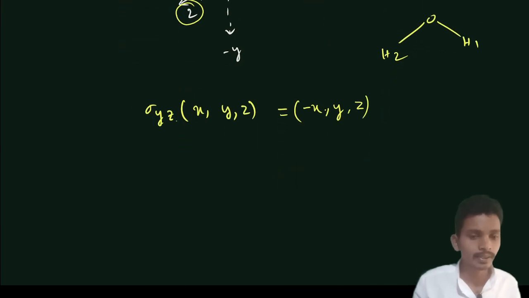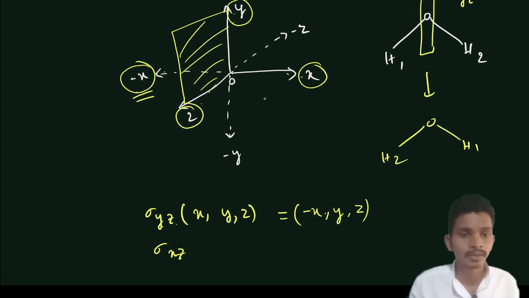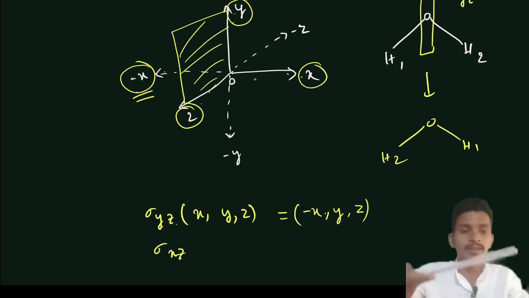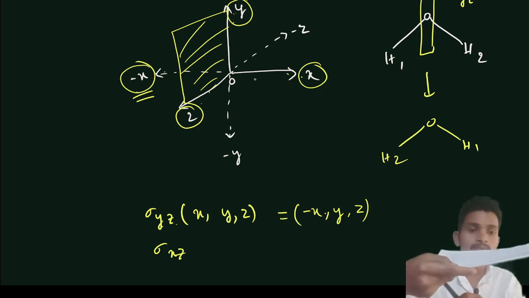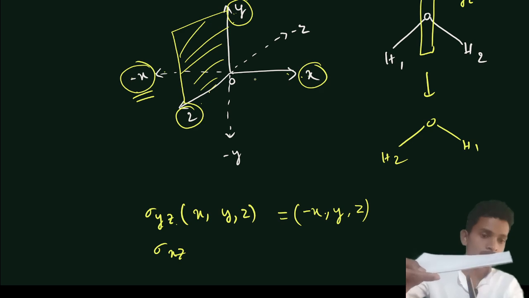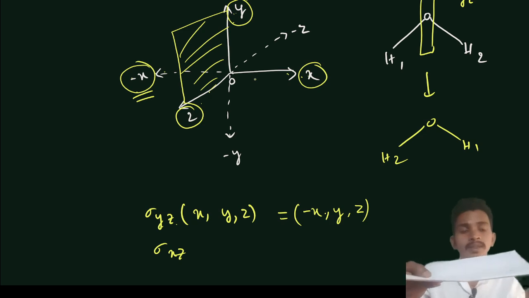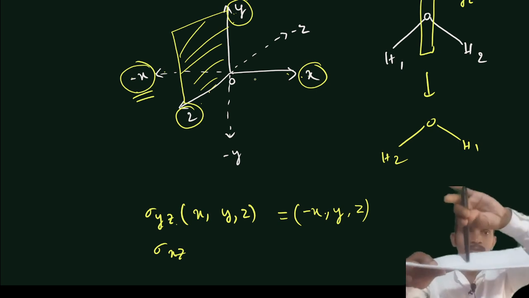Similarly, we can discuss sigma xz. Now for sigma xz, the plane is in these directions, and y is above, so y will get reflected to the back, and whatever the molecule contains in the x and z directions will not get reflected. This is x and this is z, and y is above, so it will go to the back.